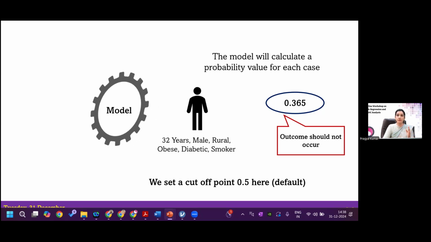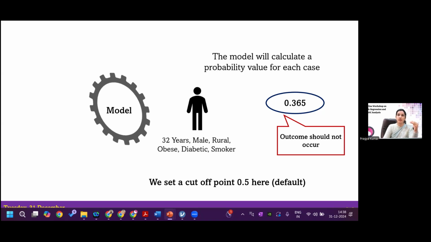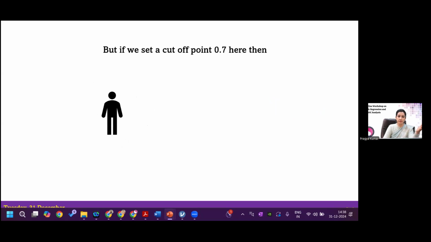Why? Because we have set a cutoff point. As it is less than 0.5, the outcome should not happen. But if I set a cutoff point of 0.7, because there in Jamovi, I will show you, you can increase the cutoff also. Default is 0.5, but you can increase and decrease the cutoff and you can see.